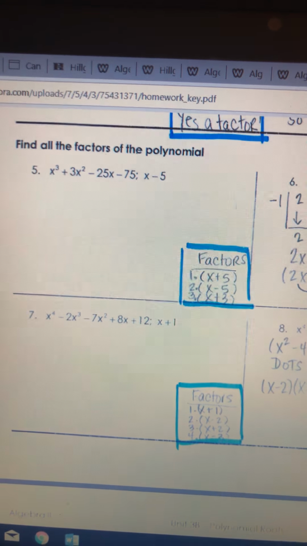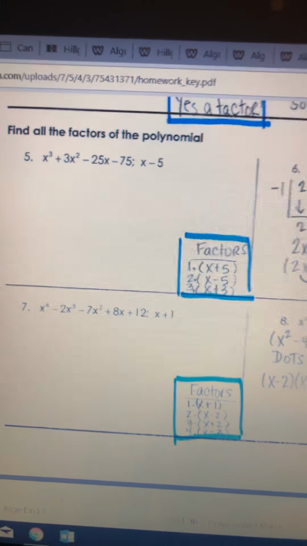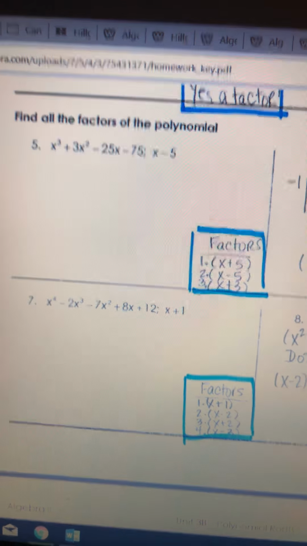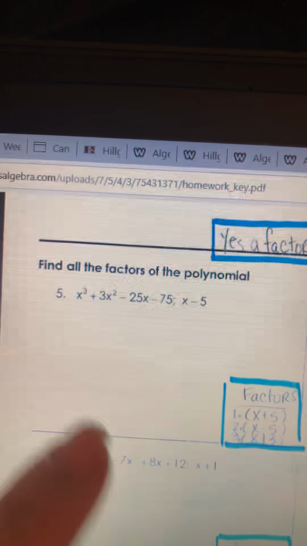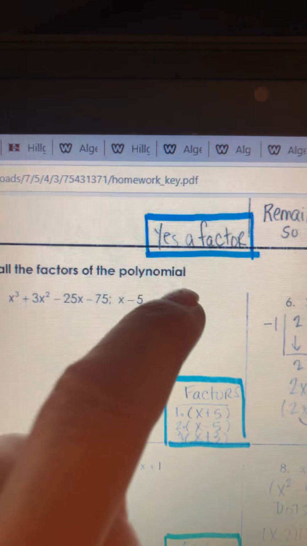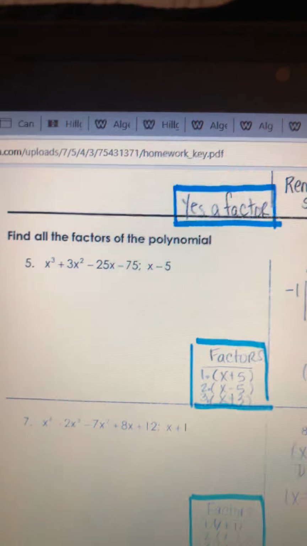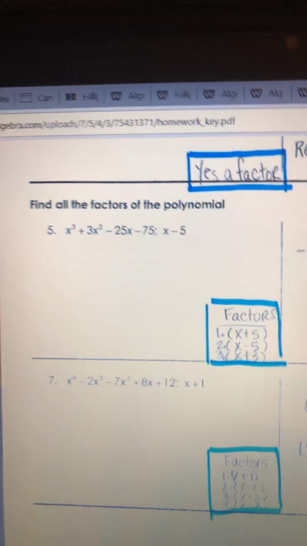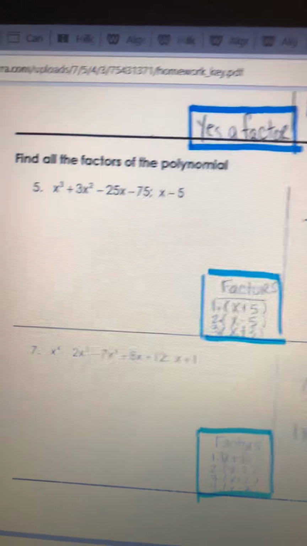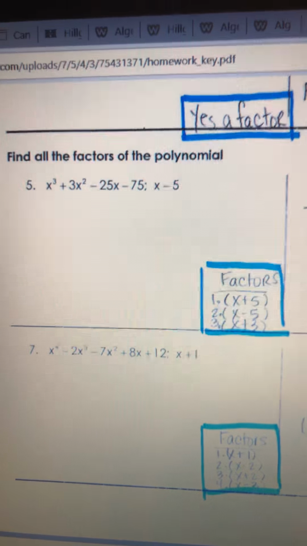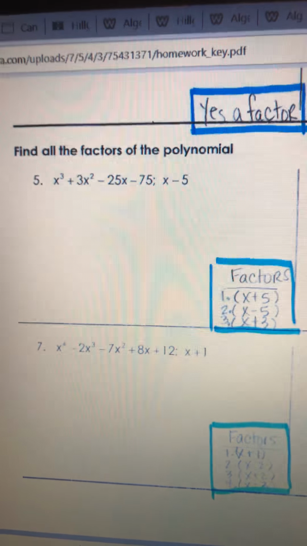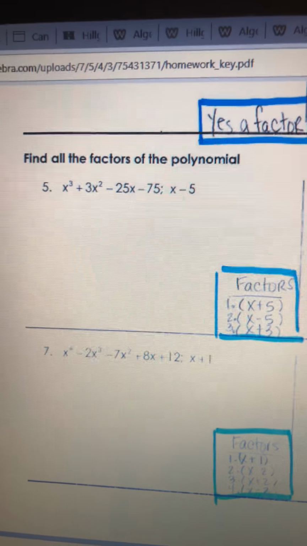Okay, so you should have gotten for number 5 that this was a factor. Because for number 5, if you'll notice the instructions here, it says find all the factors of the polynomial. So remember, we talked about the difference between factors and roots. Factors are in the parentheses. Roots are when you take all of the factors, set them to equal 0, and then solve. And the roots actually tell us where we are crossing the x-axis.